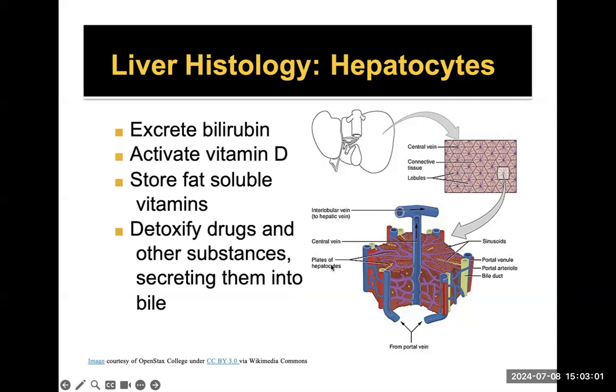You also have the ability to excrete bilirubin, which when built up in your body becomes bad, activate vitamin D, store fat-soluble vitamins, and then also detoxify drugs and other substances, secreting them into bile. So basically what we're saying is if you consume lots of drugs or other substances like alcohol for a long period of time, it could cause something like liver failure because your liver is having to work too hard, too long, and it would render it ineffective, which would be a bad thing.